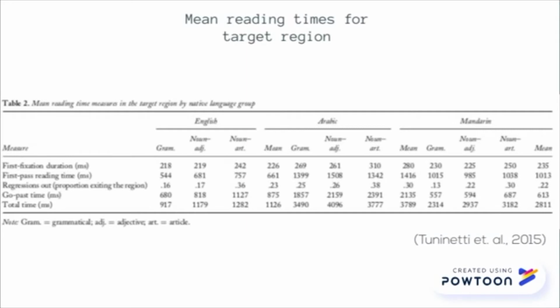Total times were longer in both the noun adjective and noun article ungrammatical conditions than in the grammatical conditions in all three language groups. For native Mandarin and English speakers, total times were longer in both the noun adjective and noun article ungrammatical conditions than in the grammatical condition. Native Arabic speakers didn't show a significant difference between grammaticality conditions.